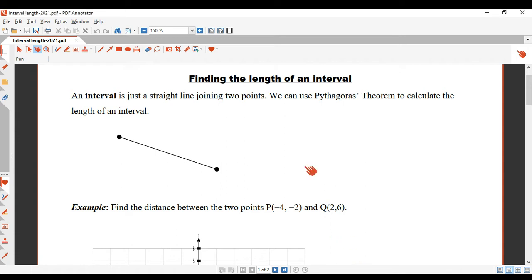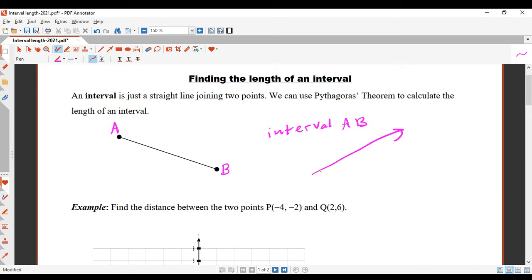Okay, so how do we do that? Well, let's define what an interval is. It's just a straight line joining 2 points. So here's my 2 points. We might call this point A and this point B. So we would talk about the interval AB.